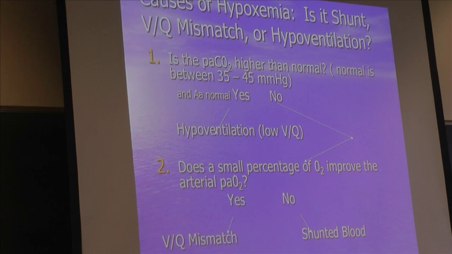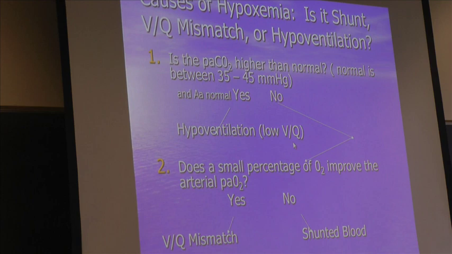Right, so if you're asked to figure out what's causing the hypoxemia, is it shunt, VQ mismatch, or hypoventilation? This one doesn't have dead space ventilation, so it's just asking you to pick between the three. You ask yourself: is the carbon dioxide in arterial blood higher than normal? We said normal was 40 millimeters of mercury, and this is giving you a range between 35 and 45 as normal. If the CO2 is higher than normal, we say yes. But if the AA gradient is normal, then we have hypoventilation or low VQ, low ventilation to perfusion.